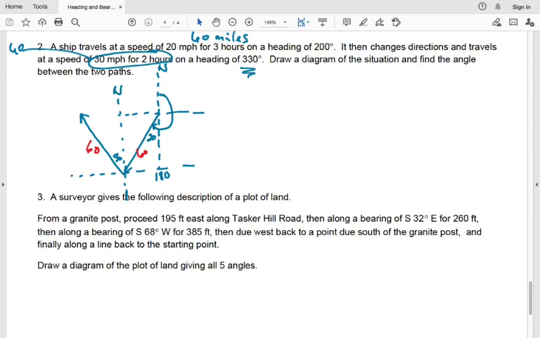Okay, and so this is asking me to draw a diagram of the situation and find the angle between the two paths. So this is the angle right here that we're looking for. And if you'll recall, we've got alternate interior angles that are going to be congruent. So we've got this parallel line right here, this parallel line right here. This angle that's 20 degrees will be the same as this angle right here because those are alternate interior angles. So this angle right here will be 20. So the angle between them will be 30 plus 20, which equals 50 degrees.